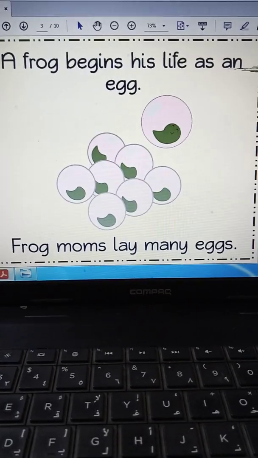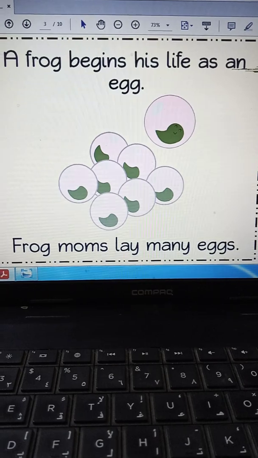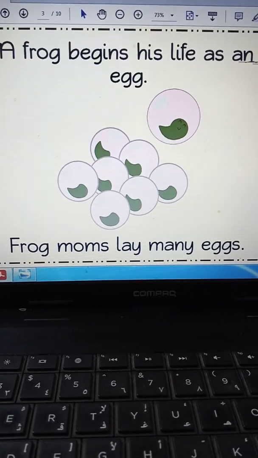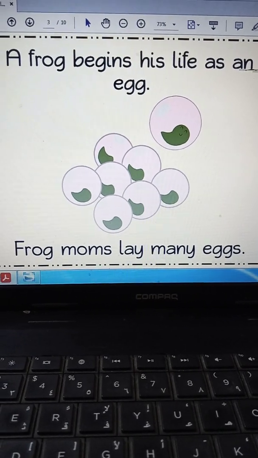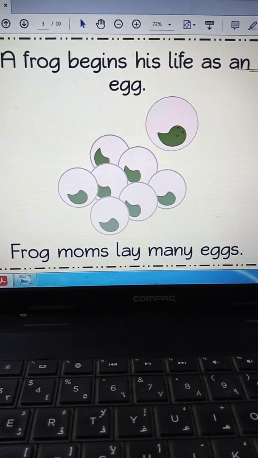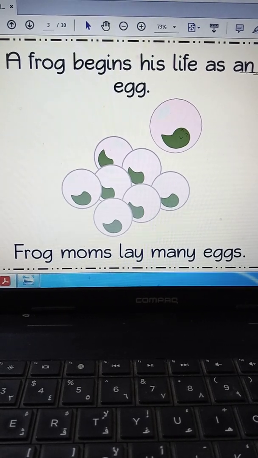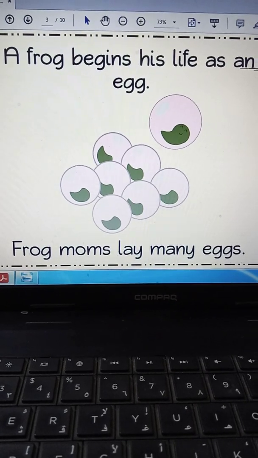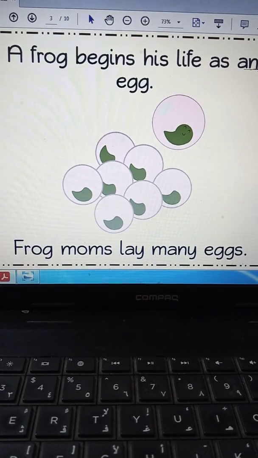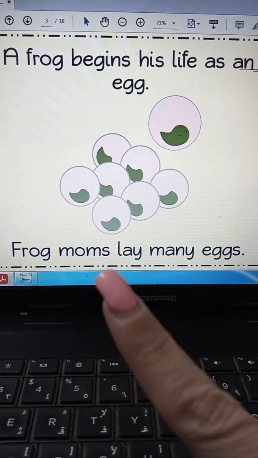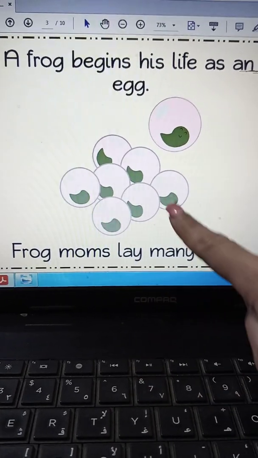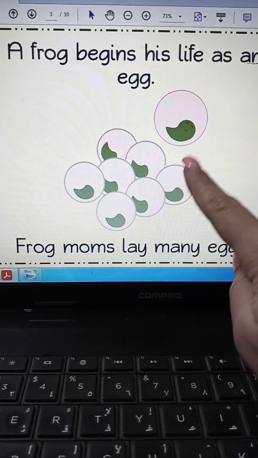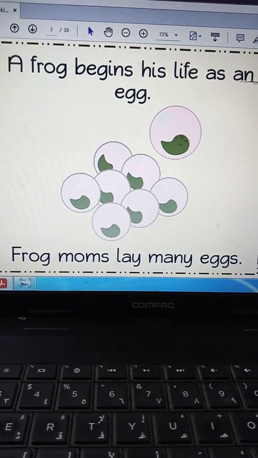It says here, a frog begins his life as an egg. You see, all the little eggs, that's how the frog starts. When a frog lays eggs, it's many eggs, okay? Frog moms lay many eggs. So, is it only one egg? No, you see how many eggs a frog can lay? A lot. And that's how a frog lays eggs.